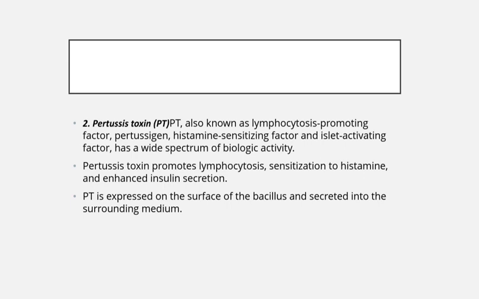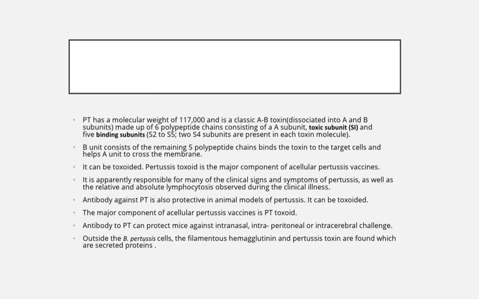Pertussis toxin. It is also known as lymphocytosis promoting factor, pertussigen, histamine sensitizing factor, and islet activating factor. They have a wide spectrum of biologic activity. Pertussis toxin promotes lymphocytosis, sensitization to histamine, and enhanced insulin secretion. It is expressed on the surface of the bacillus and secreted into the surrounding medium.